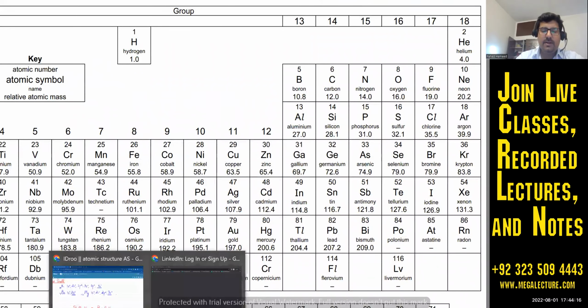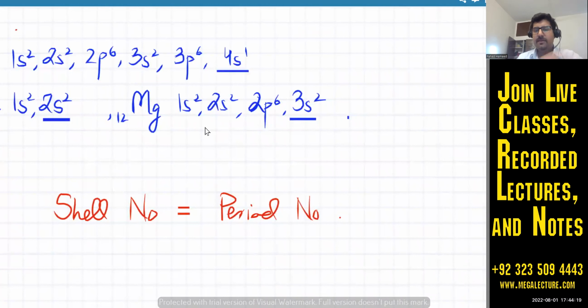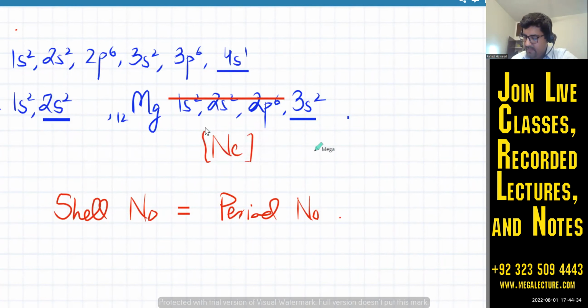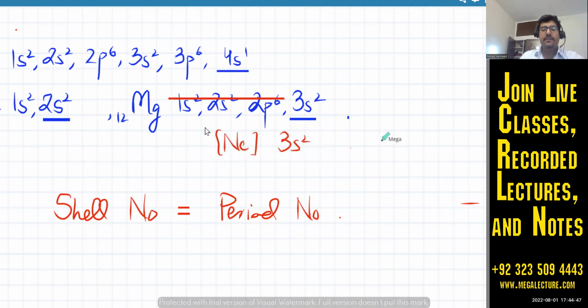So what I can do is, I know that this part is neon and then after that there's 3s2. Clear? So write the electronic configuration of neon, that's 10 electrons, and then put 3s2 in front of it. Okay, is this clear?